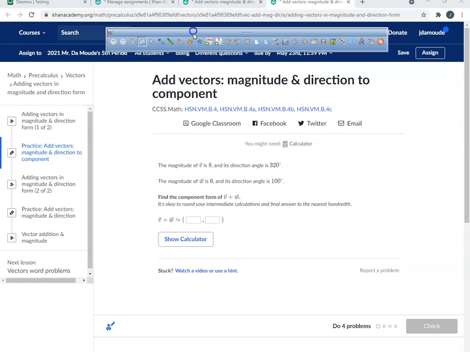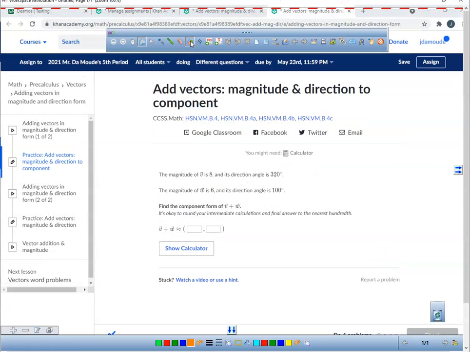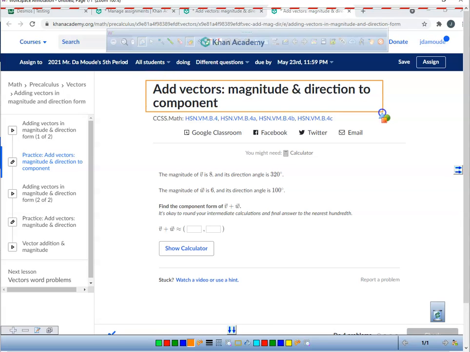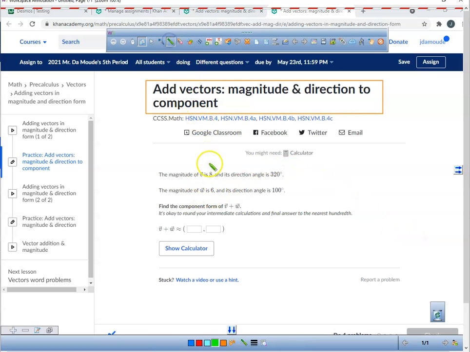Alright, today we're gonna add vectors with magnitude and direction to make a component. So it looks like we've got a magnitude of 8 and a direction angle of 320. Then we've got a magnitude of 6 and an angle of 100 degrees.